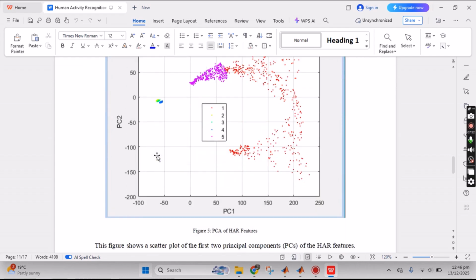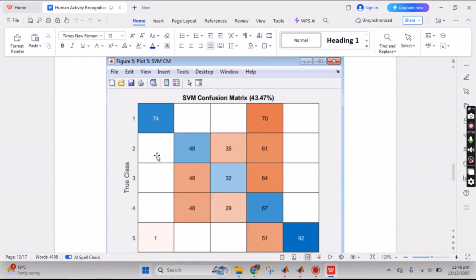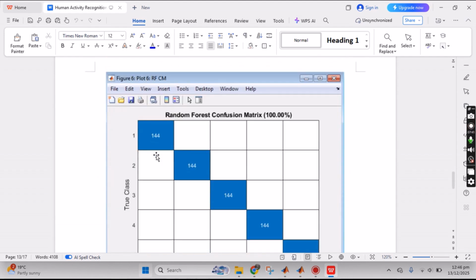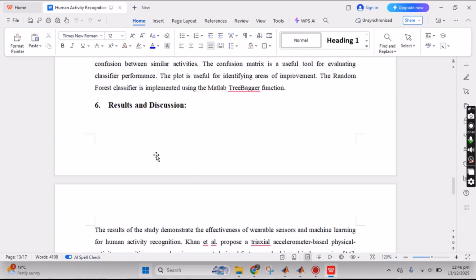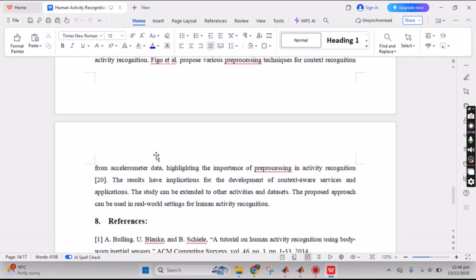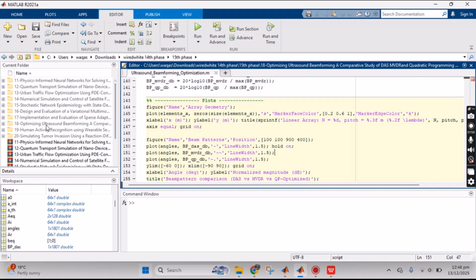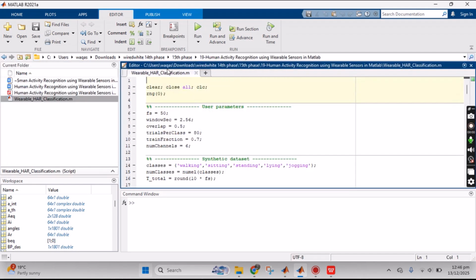This figure contains a PCA of 4 features, and the next one is the SVM confusion matrix output graph, and this one is the random forest confusion matrix accordingly. Here are the results and discussion, and the conclusion and references. Let me show you the output results in terms of MATLAB simulations.